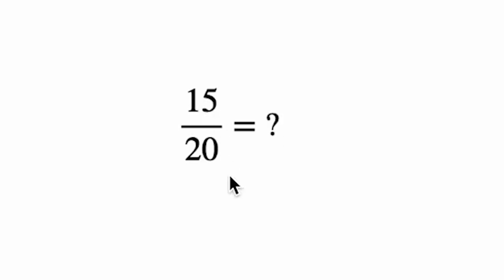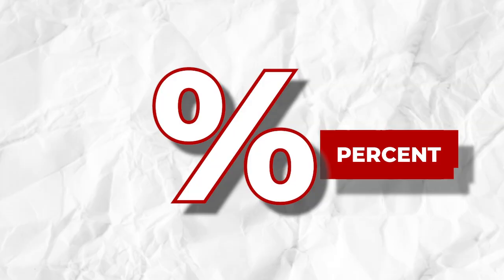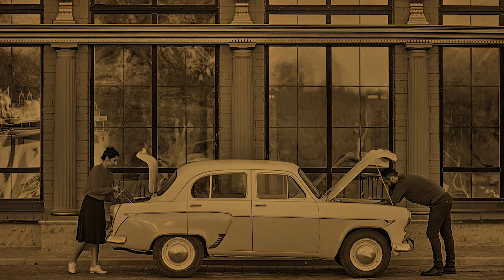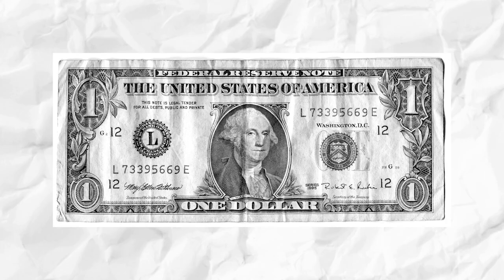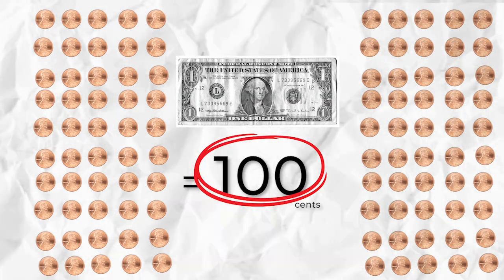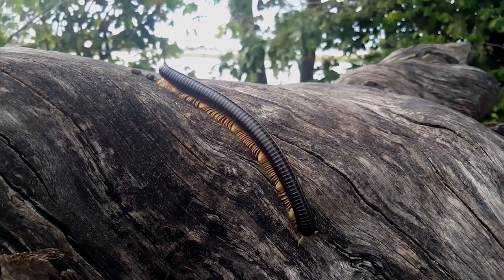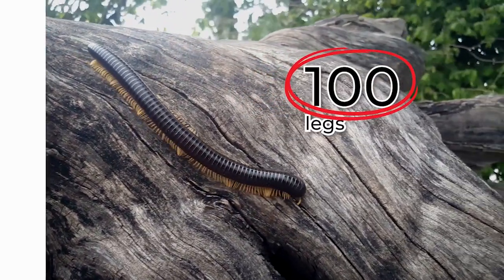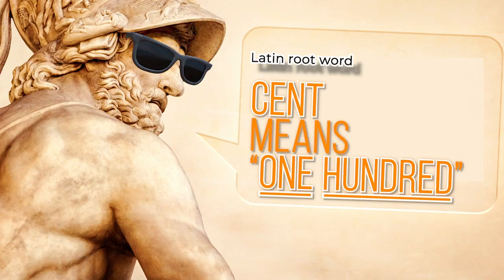We're trying to do 15/20ths and convert that into a percent. And if you think about what percent means, this is really helpful. How many years are in a century? Think about it for a second. That's 100. How many cents are in a dollar? Well, that's also 100. How many legs does a centipede supposedly have? Now, it doesn't really, but people always say a centipede has 100 legs. That's because the root word cent actually means 100. So in Latin, the root word cent means 100.